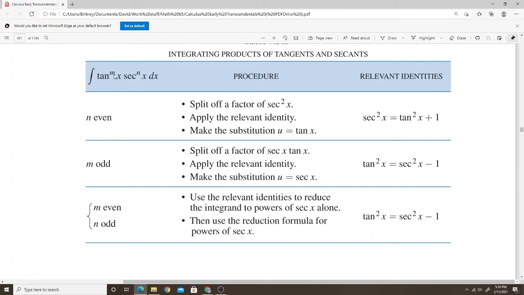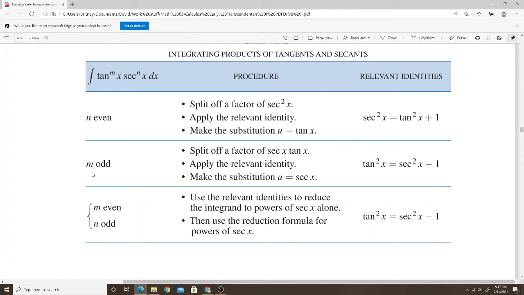If the power on tangent is odd, whether the power on secant is even or odd, it doesn't matter. If the power on tangent is odd, then you're going to split off a factor of secant tangent. So you take one of the secants, steal it from here, take one of the tangents, steal it from there. The reason you do that is because you can then rewrite everything in terms of secant, make the u substitution u equals secant x, and the derivative of that is secant tangent, which is what you split off here, right? So that's what you do when m is odd.